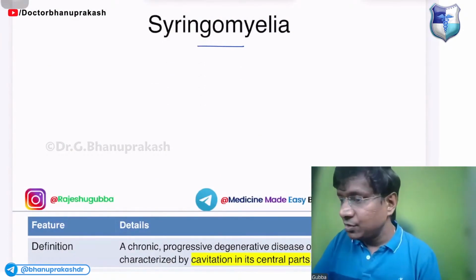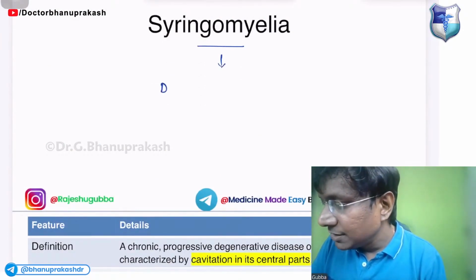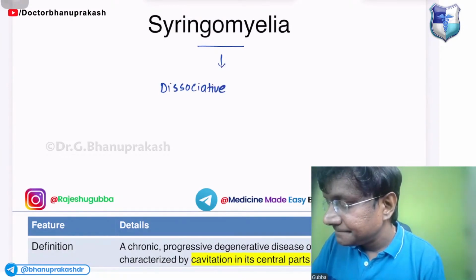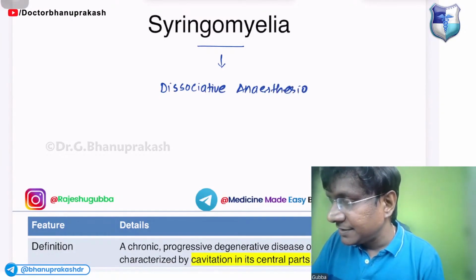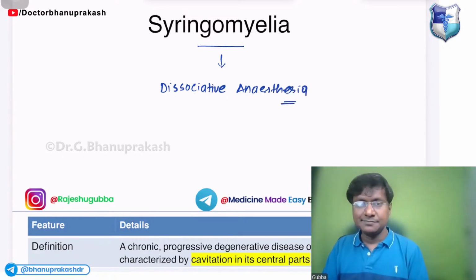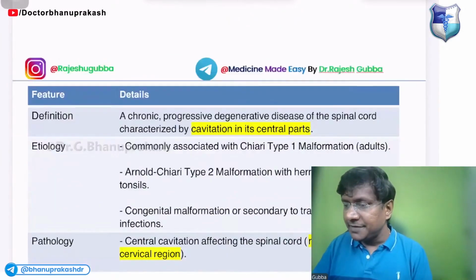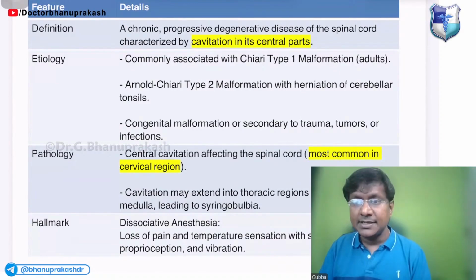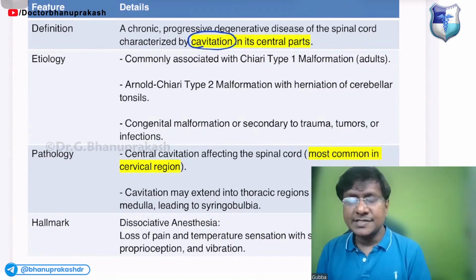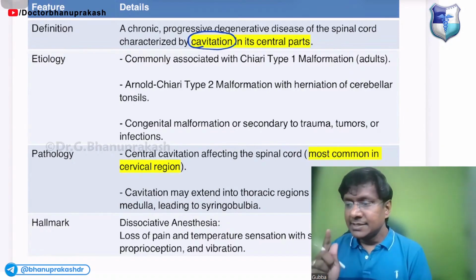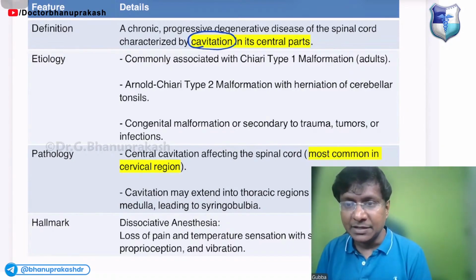Okay. So what is syringomyelia? It is the one where the individual will have a dissociative anesthesia. That is what is called syringomyelia. Okay. Now, the problem in patients with syringomyelia is the formation of a cavity within the central part of the spinal cord. So now let us discuss syringomyelia, where you have the cavitation in the central part of the spinal cord.